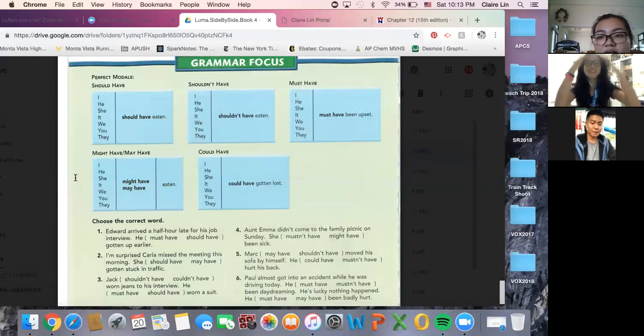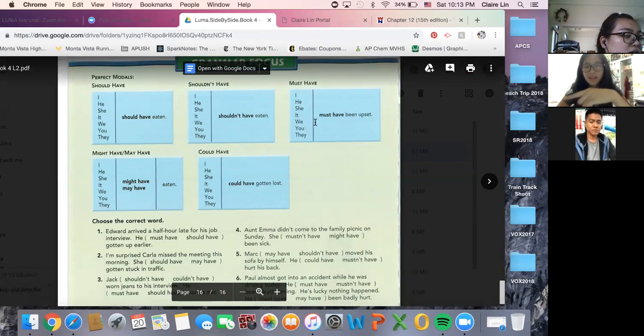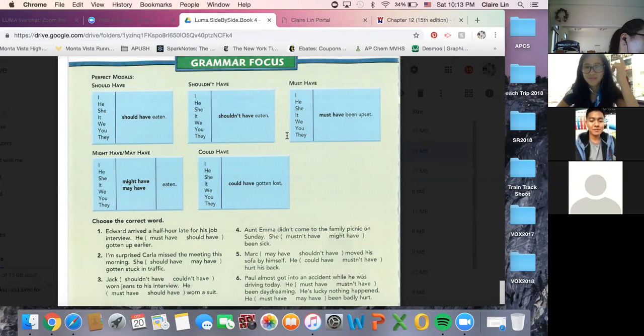My 中文 is not good. So it's kind of for guessing. It's like the sentence, if you say he must have been upset, the meaning is like 他肯定很生气, or like he must be. Like 还是他应该很生气。 No, 应该 is should have. Must have is like he has to be, kind of.